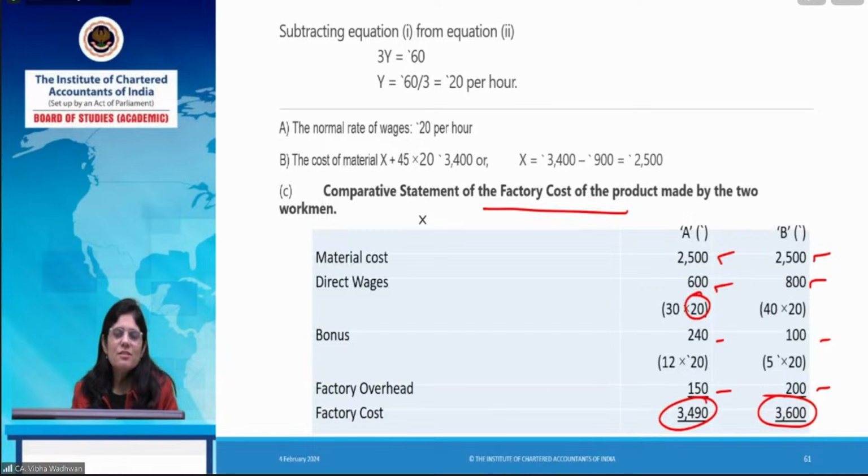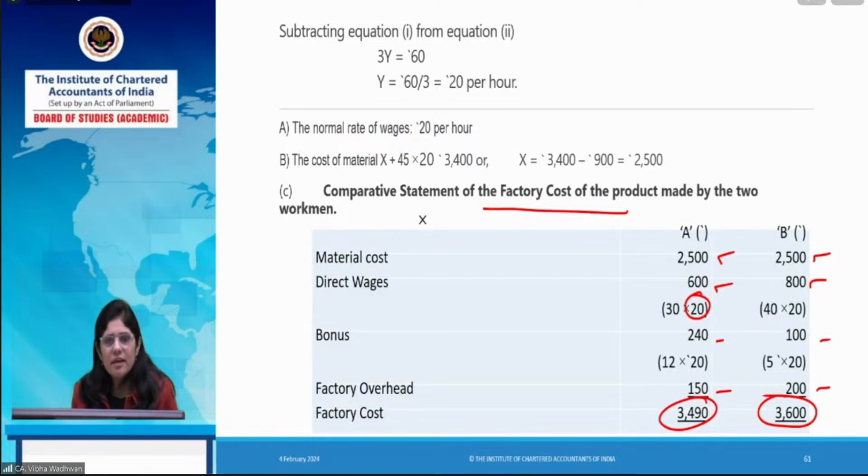Whoever has made this question has used their mind. Normally, by default, we say Halsey and Rowan. But in this question, they have used Rowan and Halsey. For workman A, they have used Rowan. In exams also, students make such mistakes. Subconsciously, they think that first should be Halsey and then Rowan. But in this case, for workman A, Rowan has to be applied, and for B, Halsey is to be applied. One or two students have done the wrong thing, so the entire solution is wrong, even if you know it.